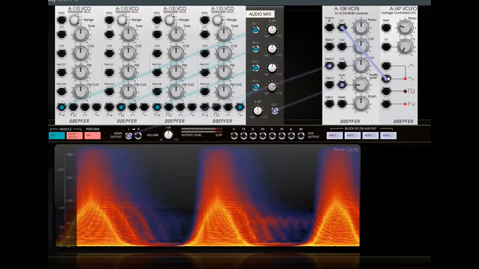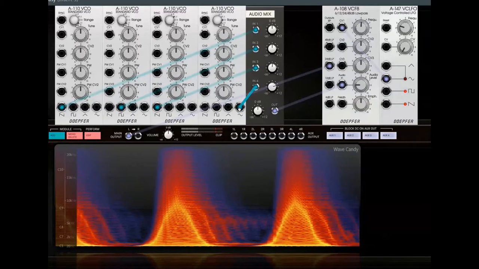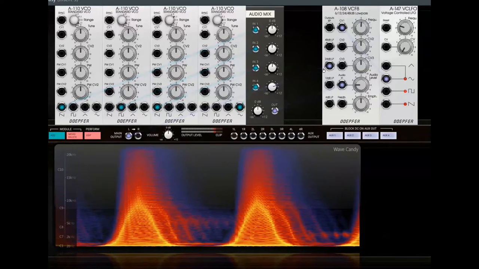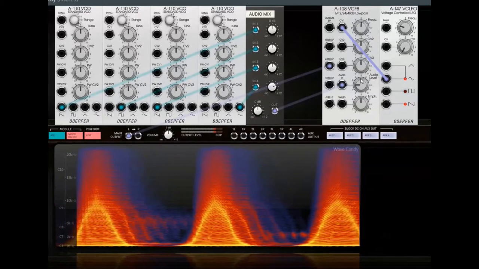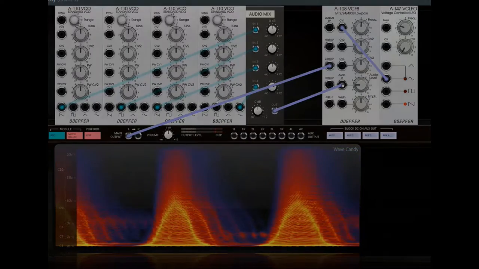Welcome to part 3 of my series about Softube's Modular. Today I'm going to talk about the oscillator module Doepfer A-110 VCO.